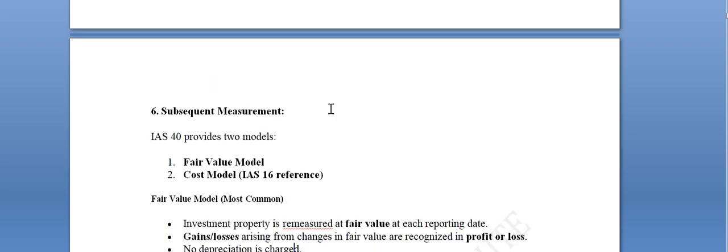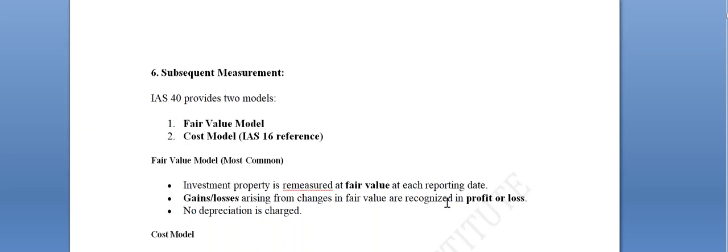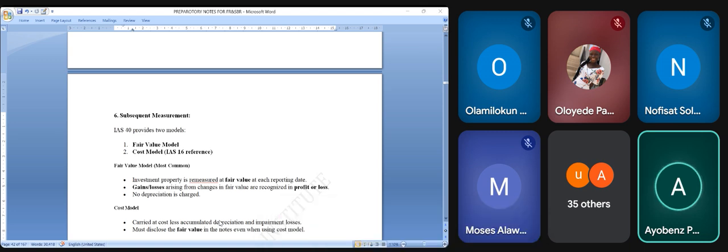Any question? I'm sure we are fine. Let's go ahead. We have what we call also the subsequent measurement. Another, the subsequent measurement, I told us when we were looking at AS 16 that you can use two models. Who can remind me of the two models under AS 16 that we said we can use? Can anyone help us?